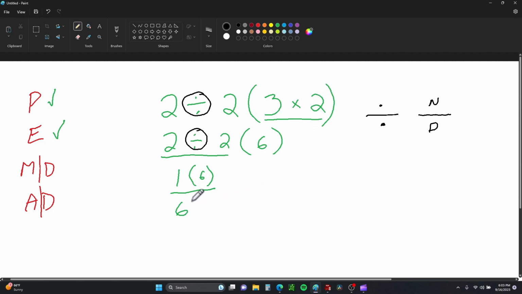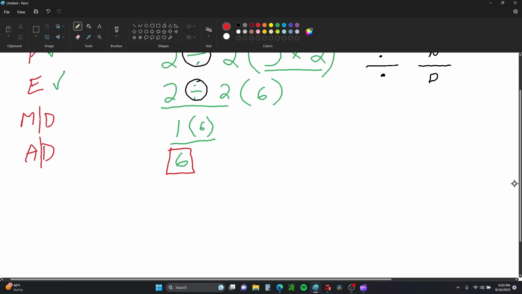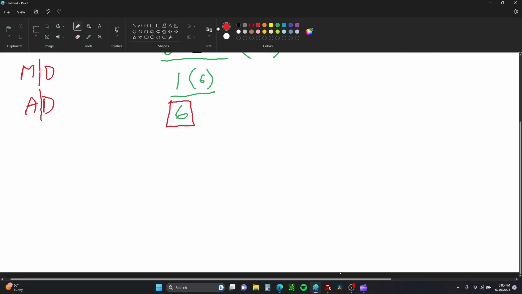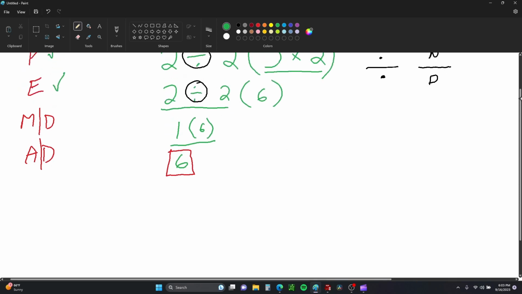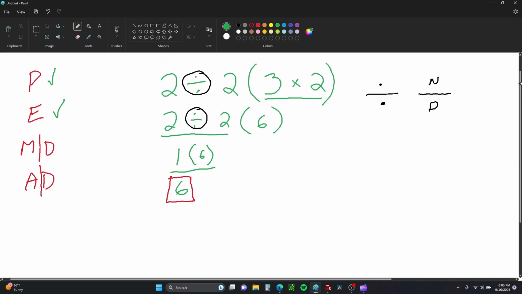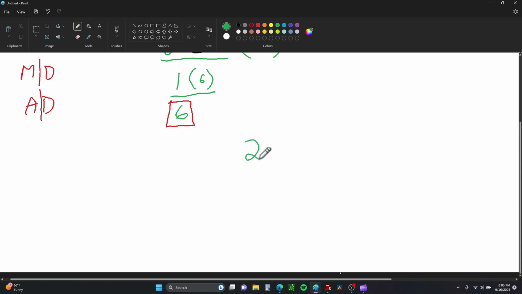So let's keep a record here. Doing method 1, we had a 6. I'll leave that there. I'll rewrite the problem, but this time the left 2 will go in the numerator, and the rest of it will go in the denominator.